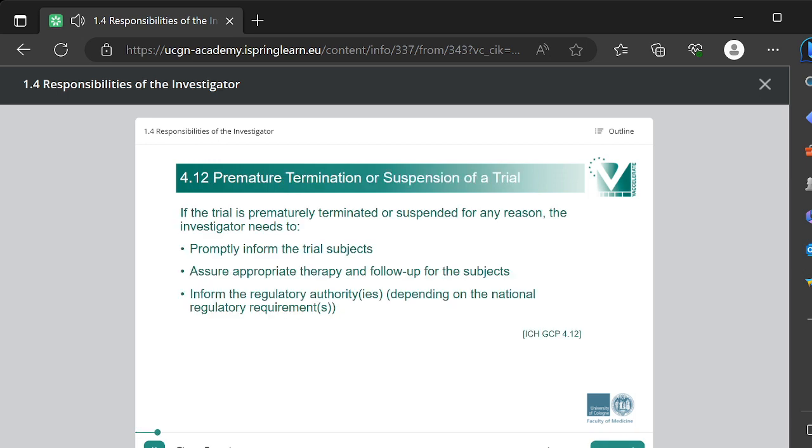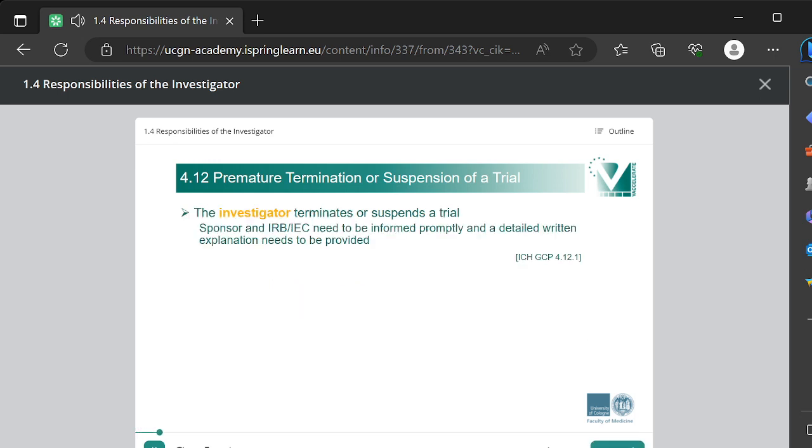The ICH GCP also specifies what the investigator needs to do when the clinical trial is prematurely terminated or suspended for any reason. The investigator needs to immediately inform the trial subjects, assure their appropriate therapy and follow-up, and inform the regulatory authorities. Who needs to be informed and receive a detailed written explanation depends on the person who decided to terminate the trial.